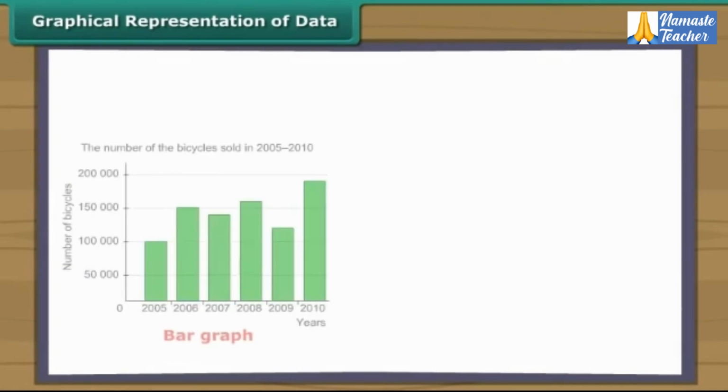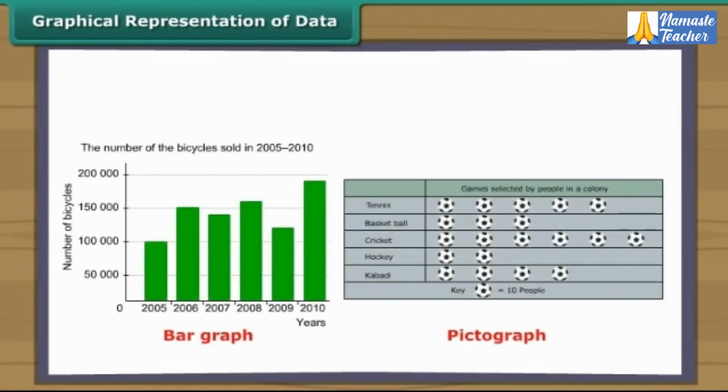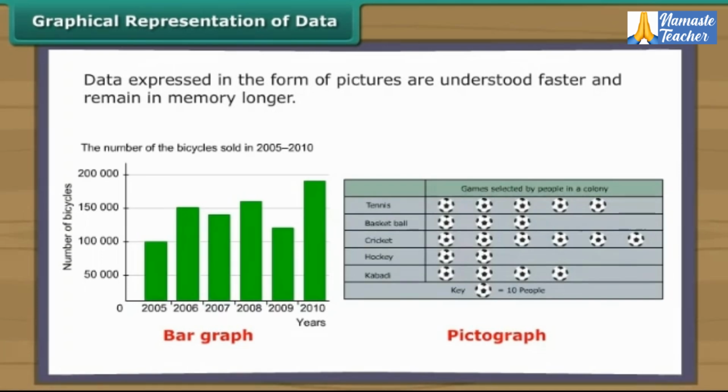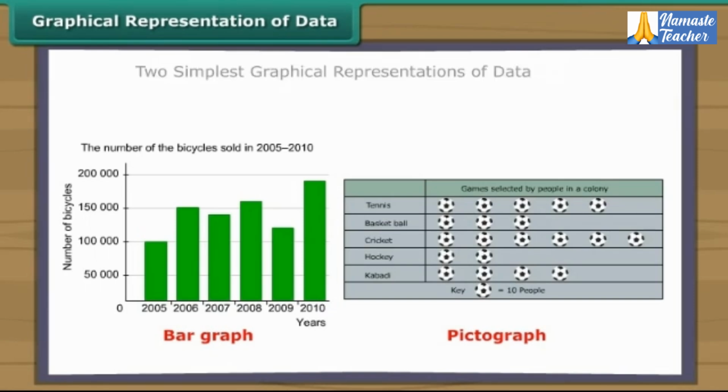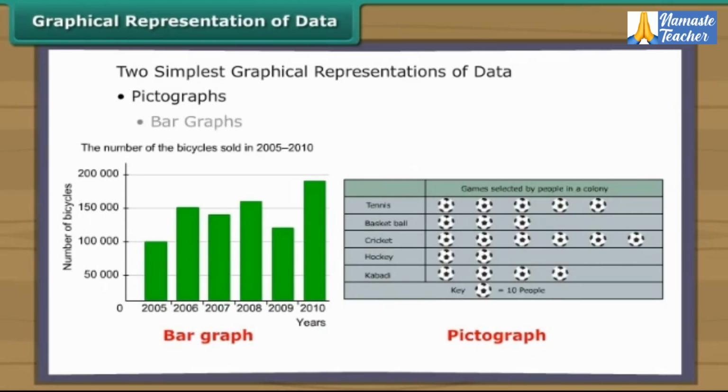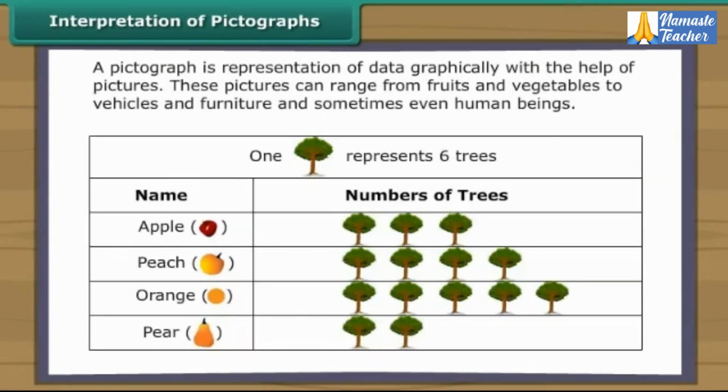Graphical representation of data. A picture is worth 1,000 words. Data expressed in the form of pictures are understood faster and remain in memory longer. Let us look at two simple graphical representations of data, pictographs and bar graphs. Interpretation of pictographs. A pictograph is representation of data graphically with the help of pictures.